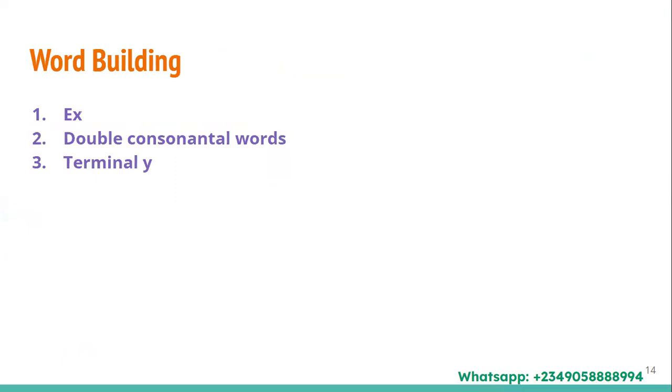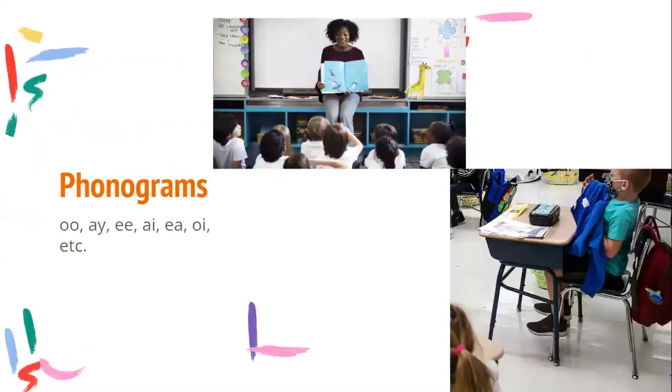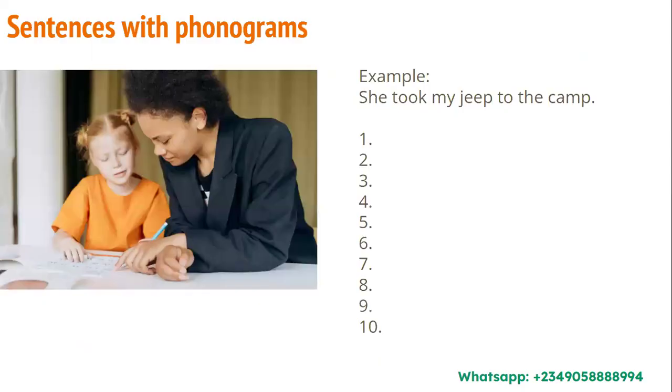After blends, you have word building. After word building, we also have phonograms. There are different types of phonograms. Now, this was what I was talking about. After teaching phonograms, for example, OO and EE, you then build sentences like this. This is a sentence example. Let me annotate so that it's clearer.